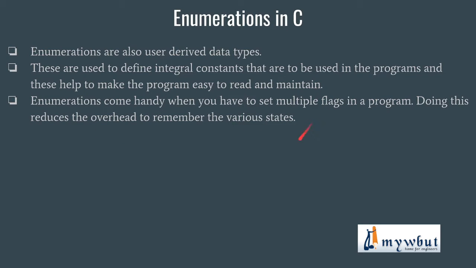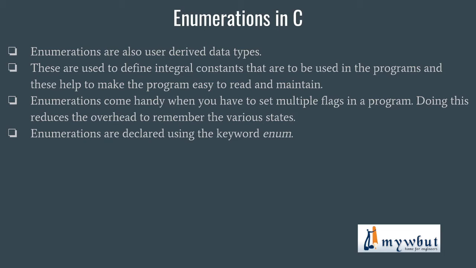I'll explain this one also. Suppose you have three states in your program, that is working, failed, and maybe freezed. In that case, you can have multiple flags to be set. Instead of declaring three macros, you can just have one enumeration, and inside that you can have the values set for all these three flags. So you don't need to declare macros again and again, and you also don't have to keep the overhead of remembering what your various states were in your program. So that overhead gets reduced.